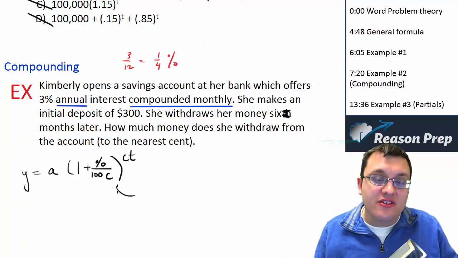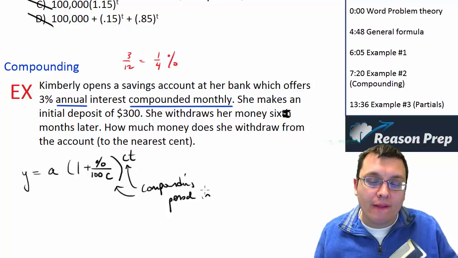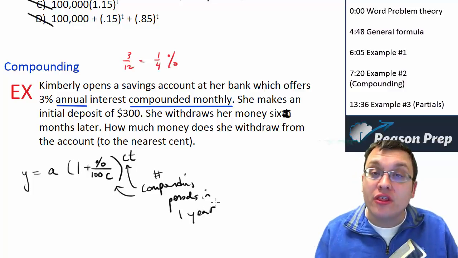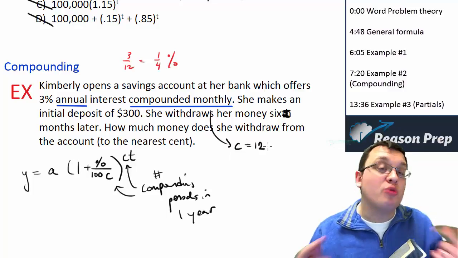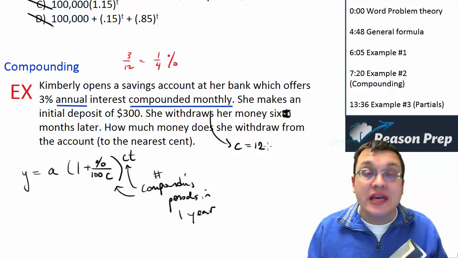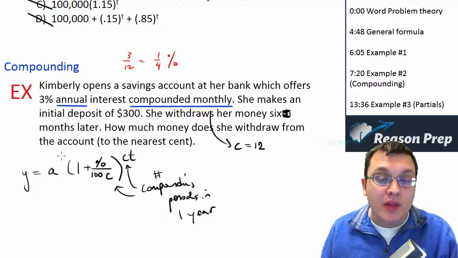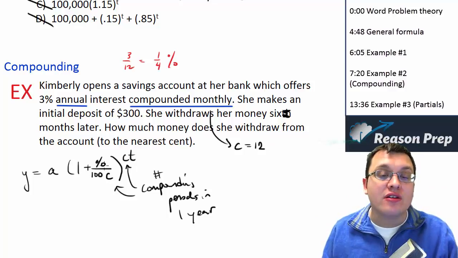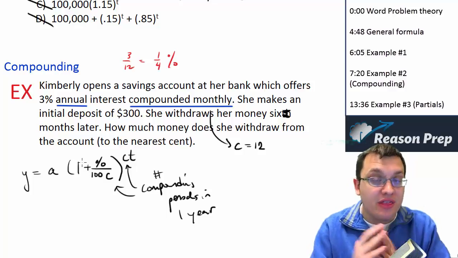So what is this C? This C is the compounding period. We'll actually call it the number of compounding periods in 1 year. So in the case of monthly, C would be 12 because there are 12 months in 1 year. If it were weekly, it would be 52. If it were daily, it would be 365 and so on. But all you do is you just divide your percent by that, right? Because you're only getting 1/12 of the interest each month, not the whole thing.